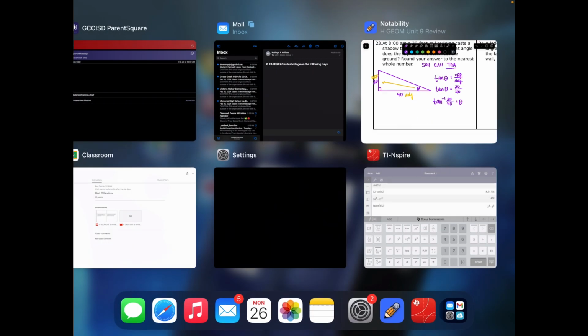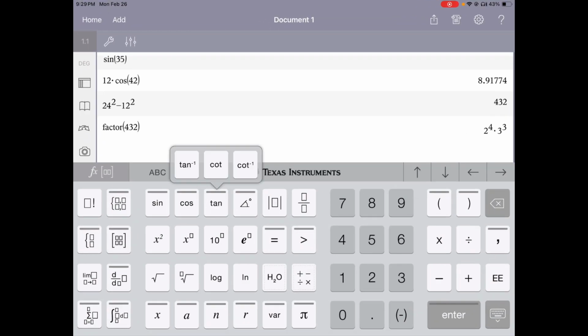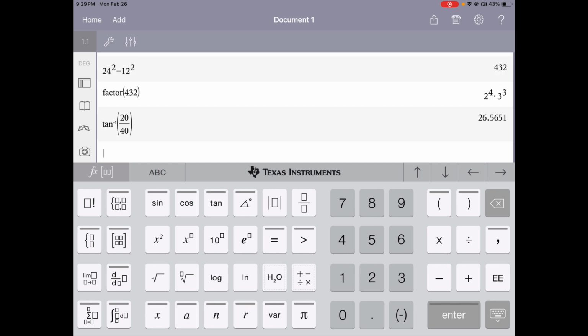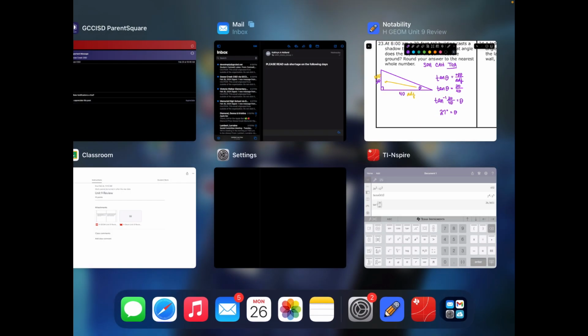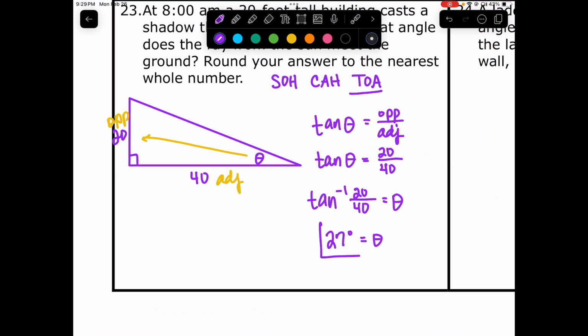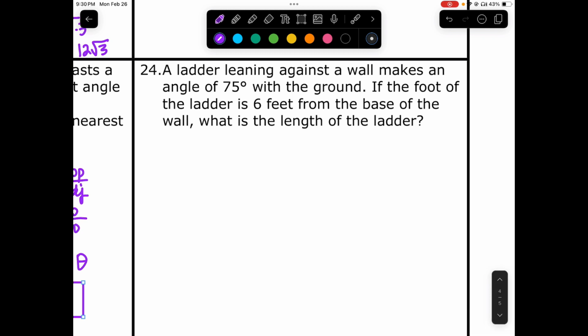All right. Tangent inverse of 20 over 40 is 26.57. Oh, just kidding. To the nearest whole number. What did I say? 26.5. So that's 27. Let me double back because I don't trust myself. Okay, cool. They're 27 degrees. Go ahead and try number 24.